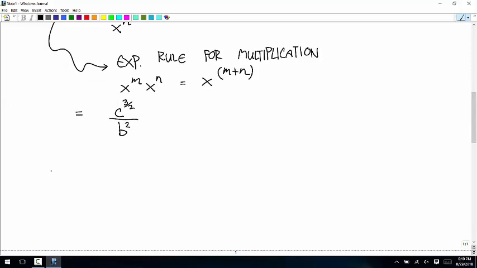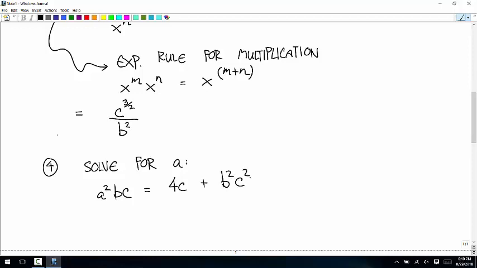Okay. And then number 4, we want to solve this expression for a. We have this equation that says a squared times b times c is equal to 4c plus b squared times c squared. We want to get a by itself on one side of the equation.